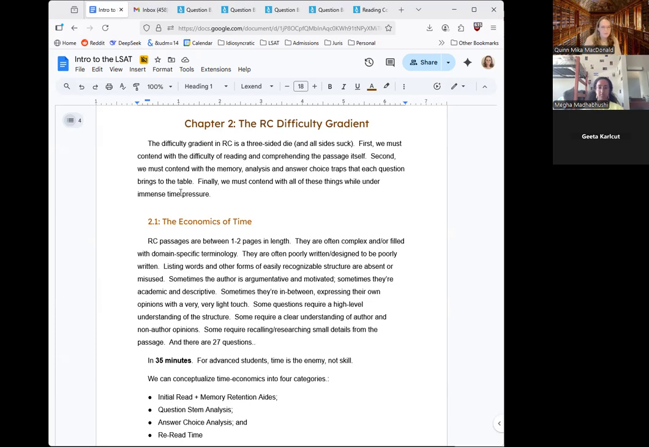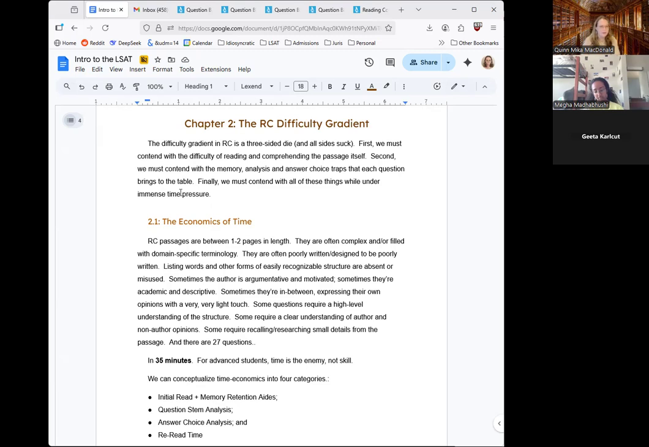Second, memory, right? We are reading a long passage and answering questions very quickly, and that can be very trying on the memory. As we work through questions, there are very well-designed answer choice traps that are intended to play off of the fallibility of our memory. So finding a way to improve our retention of what we read is also wildly important.